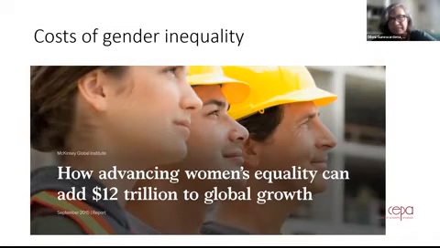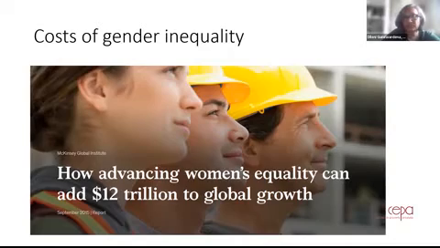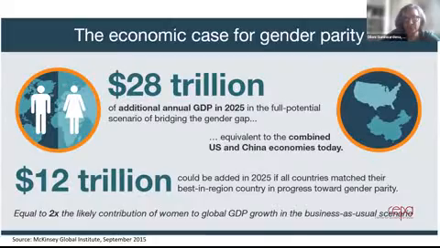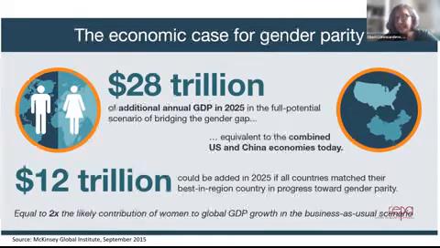So the costs of gender inequality, and this is the September 2015 report by the McKinsey Institute, but there have been studies since that as well. So this report basically showed that you could add 28 trillion of additional annual GDP in 2025 in the full potential scenario of bridging the gender gap, which is equivalent to the combined US and China economies today. So today was 2015.